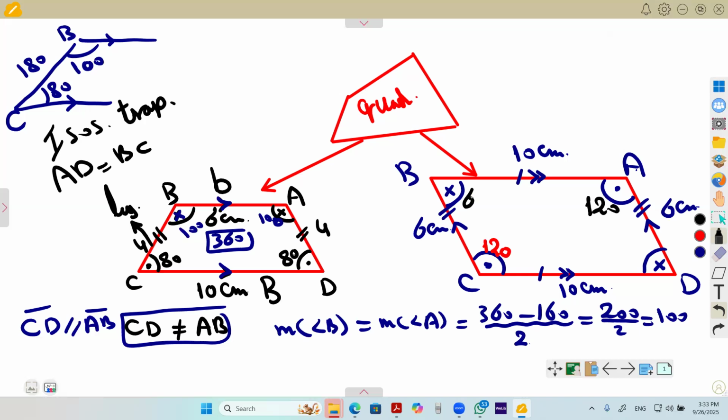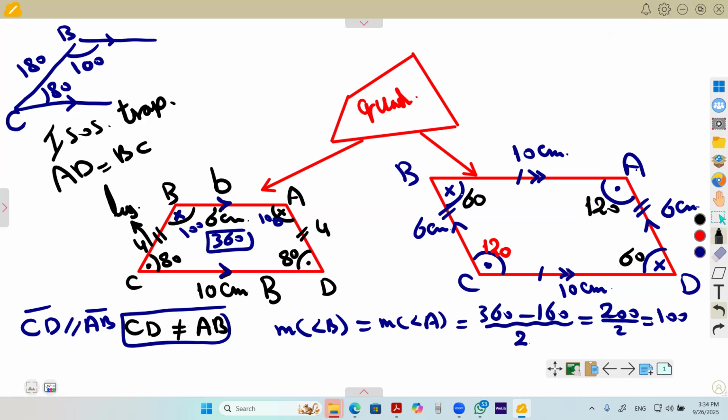Subtract. Would be 60. 60, very good. So if B is 60, D must be what? 60. And if we make the sum of these four angles, they must be what? 360. Very good. So in the parallelogram, each two opposite angles are equal, and each two consecutive angles, any two angles next to each other, must be 180.